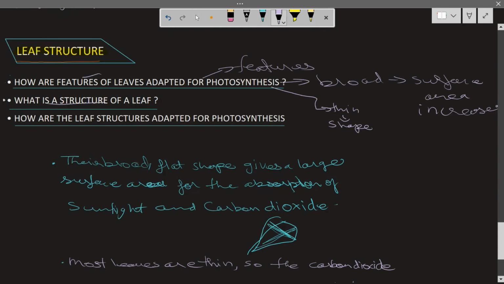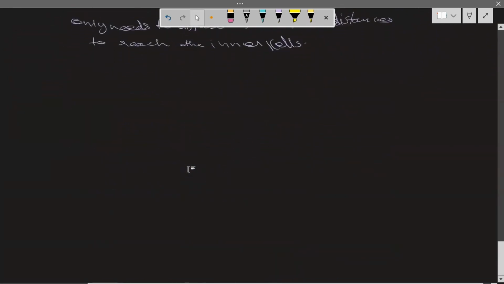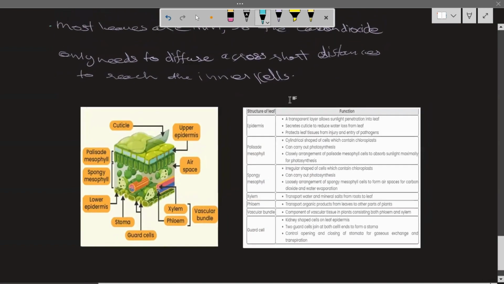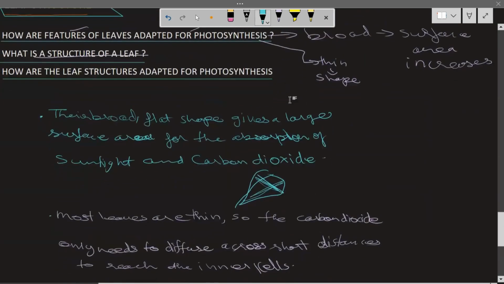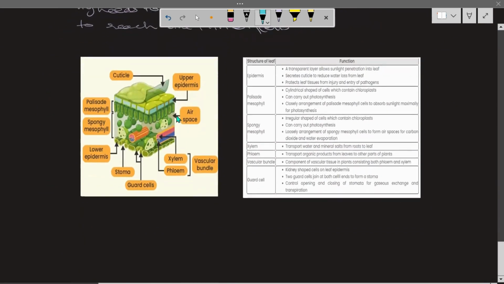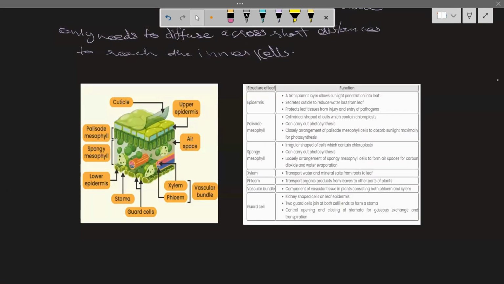Now the second point. What is the structure of a leaf? This is the main gist of this lecture. What is the structure of the leaf? Let me give you a picture. I have just provided a picture of the parts of the leaf. So what is the leaf structure? That is the question, and now let's see.